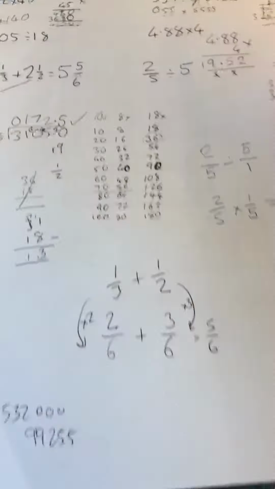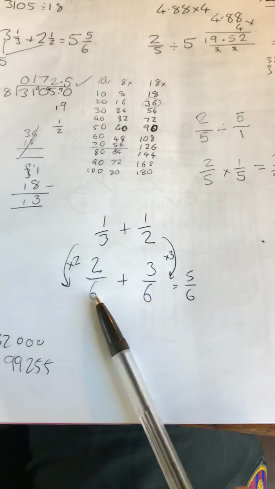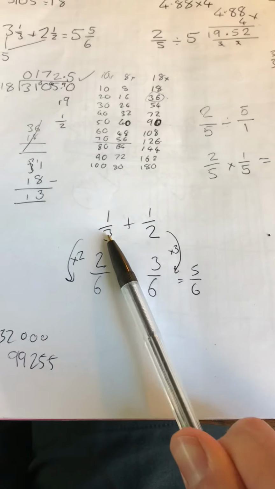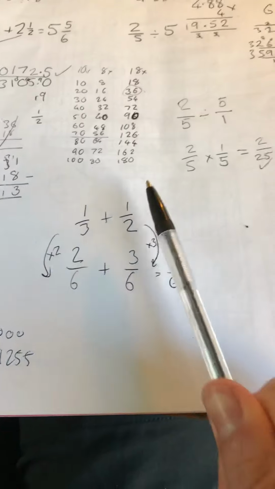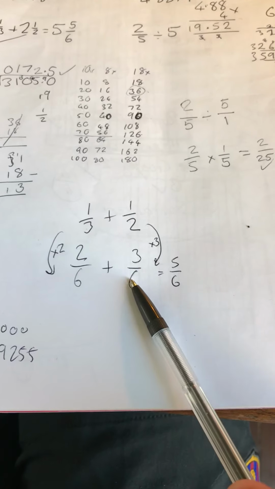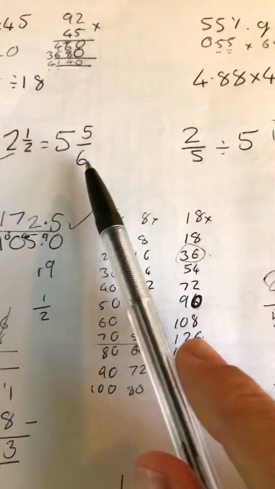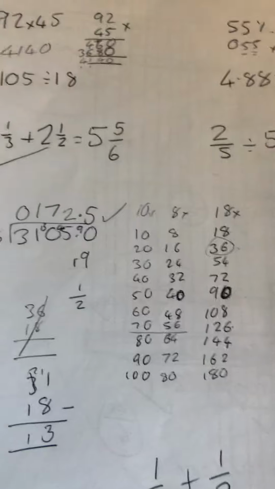I did a 3 1/2, which I worked out down here. I used 6ths as my common denominator. 1/3 times by 2 is 2/6. 1/2 I used times in by 3 to make my common denominator. So 1 times 3 is 3 to get 5/6 to get my final answer of 5 and 5/6. Then we went up here.